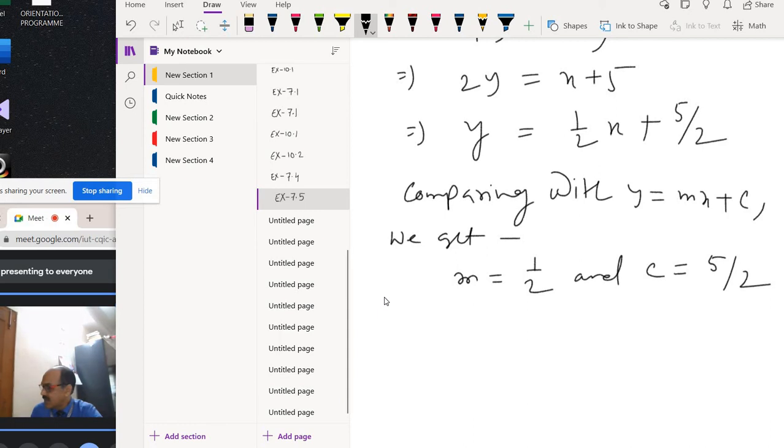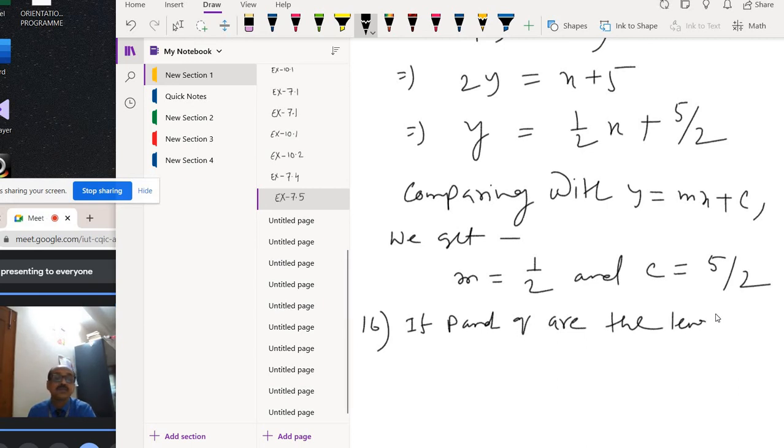Next, question number 16. If P and Q are the lengths of perpendiculars from the origin.